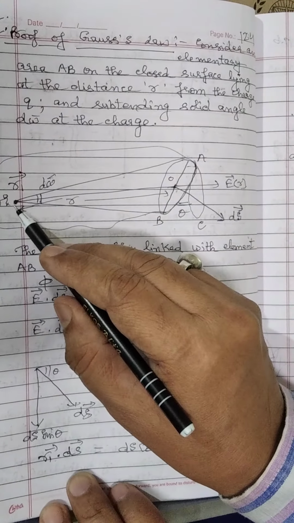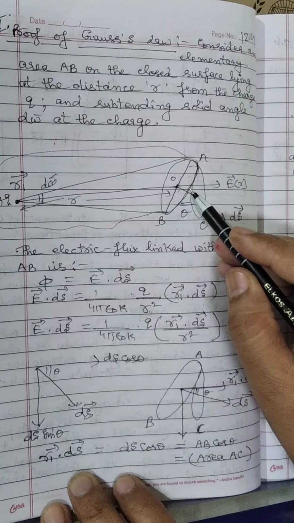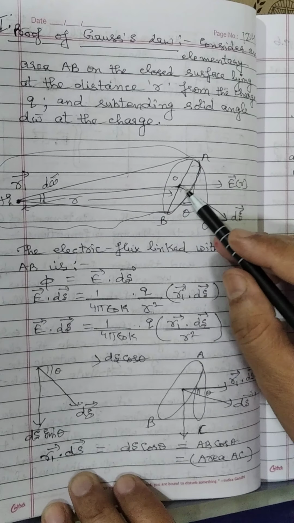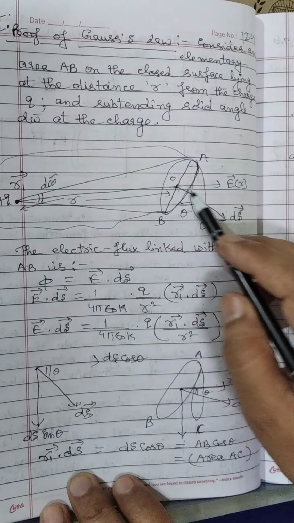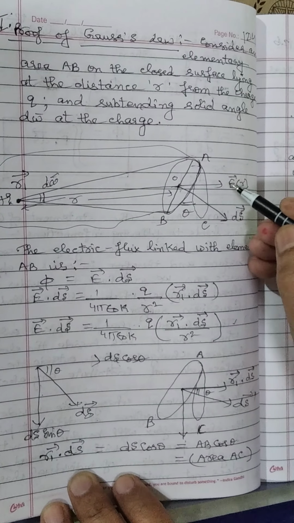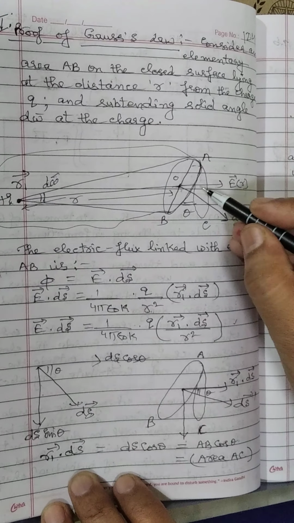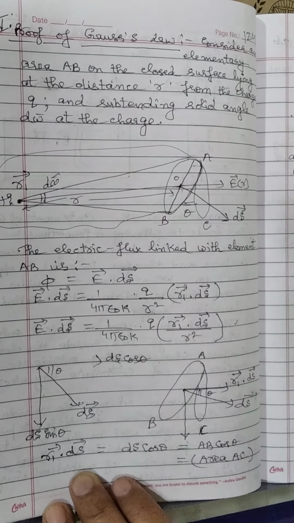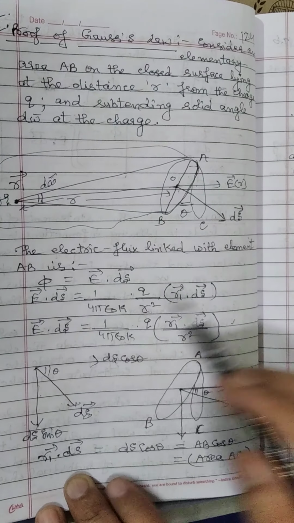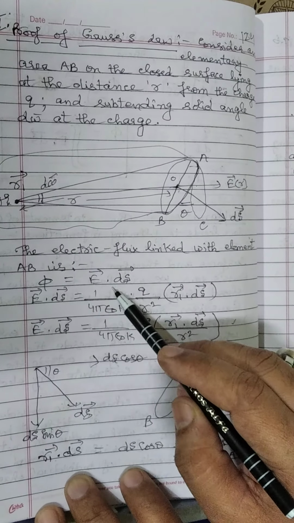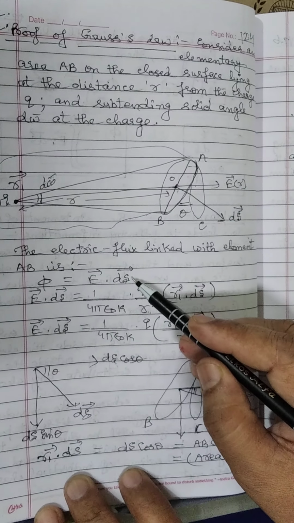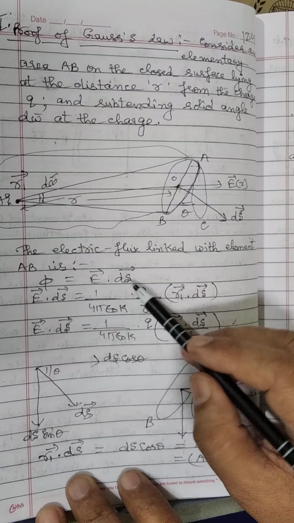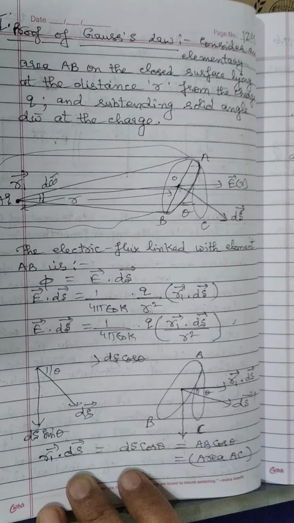If the plus q is here, for determining the direction of the electric field, we put the test charge plus q0 here. Definitely with the repulsion force the electric field will be in this direction, and this electric field and the area vector make a certain angle theta. I think the figure is clear. The electric flux linked with the element AB is E dot ds. This is the formula. Already we have discussed that the electric flux may be defined as the dot product of electric field and the area vector.